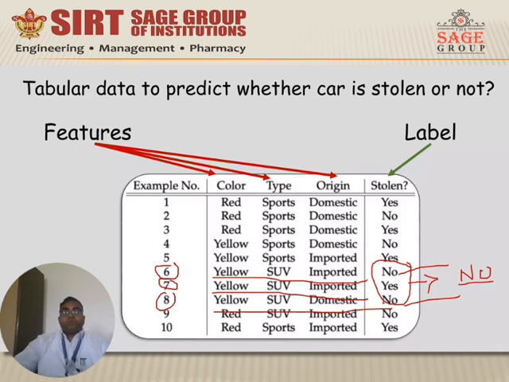So what are the features here? The color is a feature, the type is a feature, the origin is a feature. And what is the label? The label is stolen. If the color, type, and origin match, then it will be the label for that particular data.